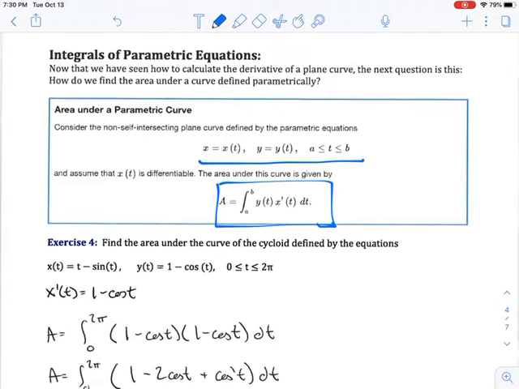Area is equal to the integral from a to b. And remember, again, a and b are the bounds of t. We're doing this in terms of t, times the function y of t times x prime of t dt. So let's just jump right into the first example.